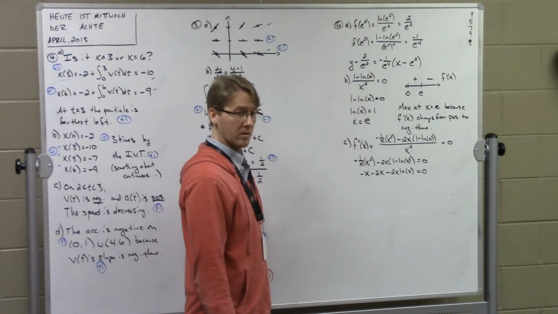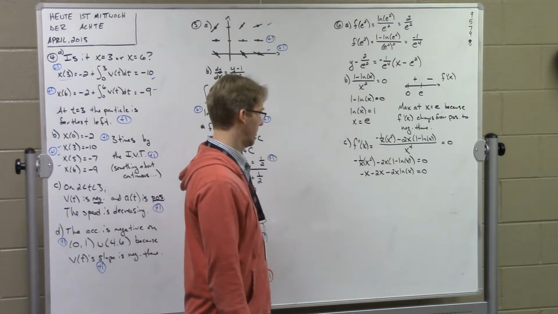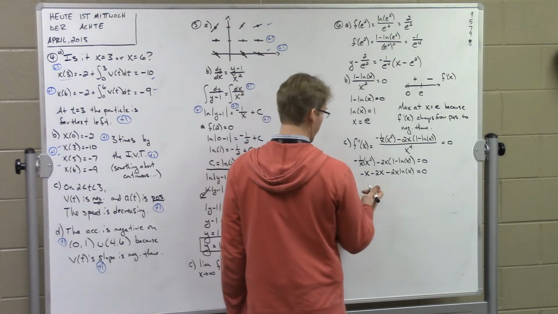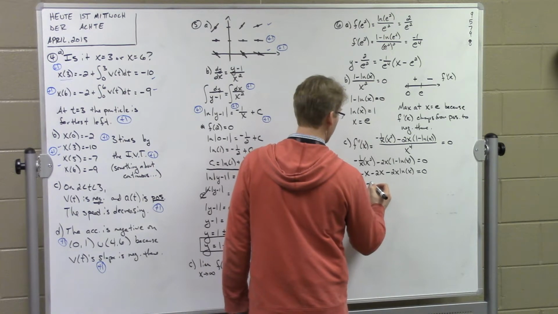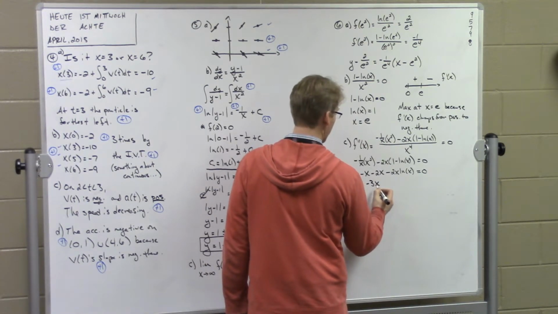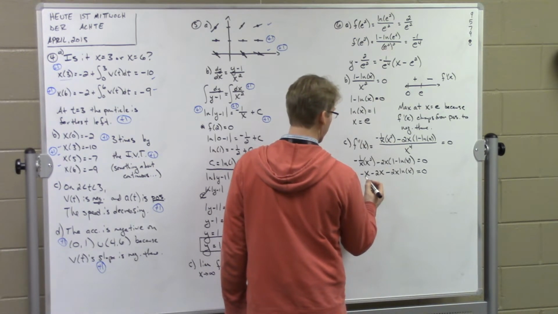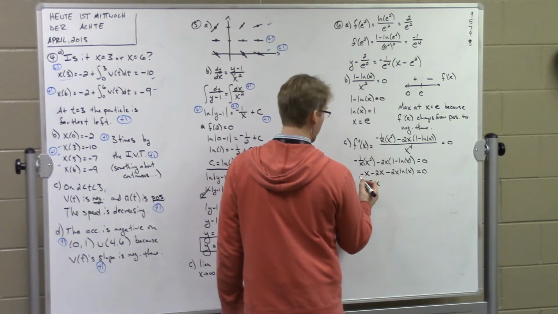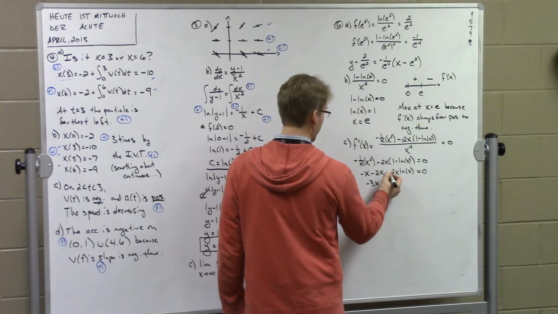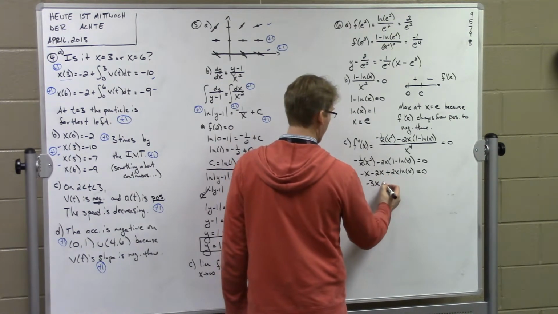Negative 3x? Maybe a point. Yeah, it's a plus. I have 3 negatives here. The negative 2x, plus natural log of x. This one? Plus, yeah. Okay.